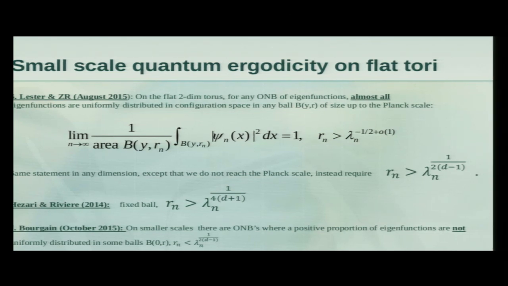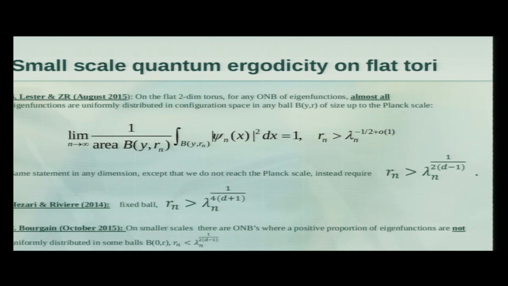to a different exponent. And what is important is that in dimension two, you allow to take balls which shrink all the way down to the Planck scale, which is the right scale if you believe the semi-classical eigenfunction hypothesis. So there should be a negative sign here and a negative sign here. So in particular, in two dimensions, we are able to take balls which shrink all the way down to lambda to the minus half.